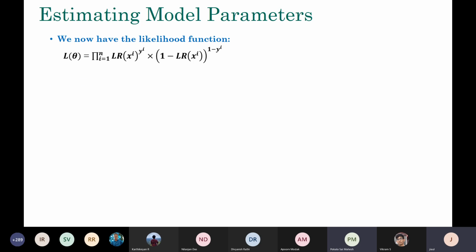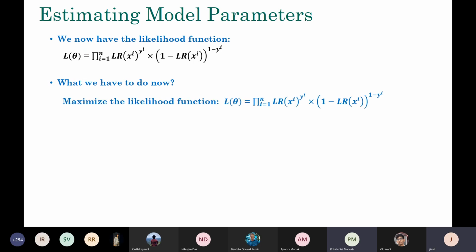So I have to optimize this with respect to thetas. Now what can I do? How can we optimize this one? Somebody was pointing out that we have to maximize the likelihood, because this is a likelihood function. You have to measure the likelihood or probability of class 1 or class 0. So we have to maximize this function.